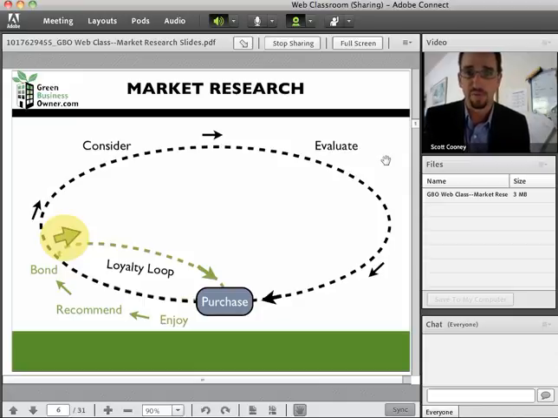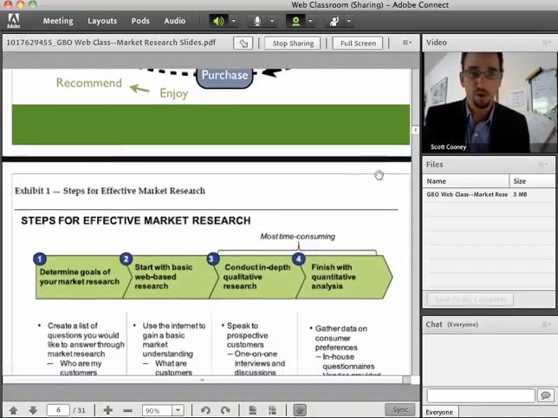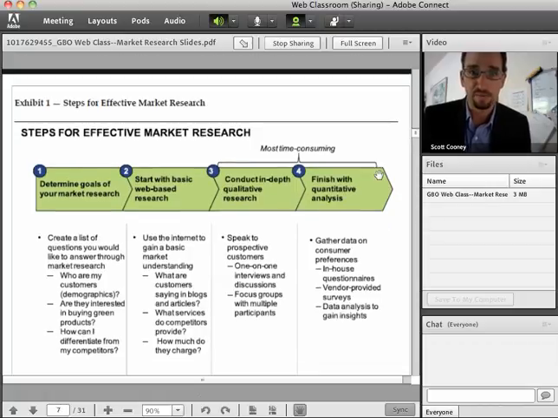So we're going to talk a little bit about how to get to the level of knowledge that you need to form that bond with the customer. Okay, so let's start a little bit at the beginning. Now that I've given you a bit of an overview of where we want to go, let's talk about steps for effective market research.